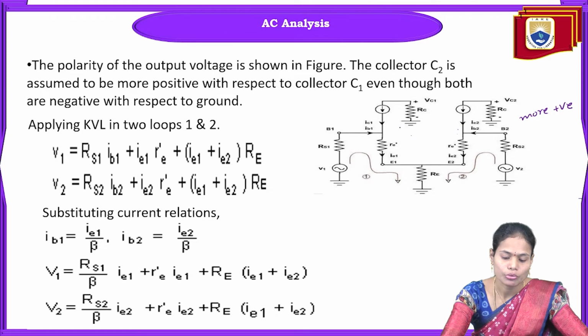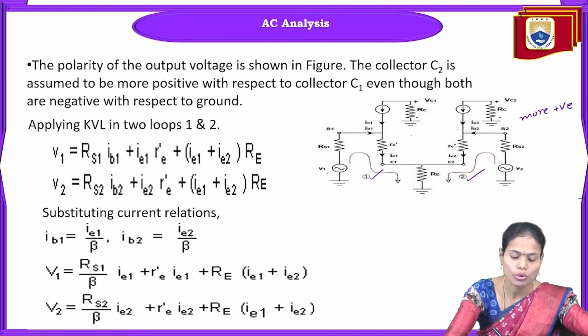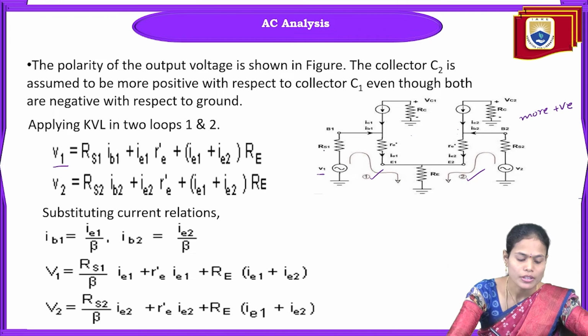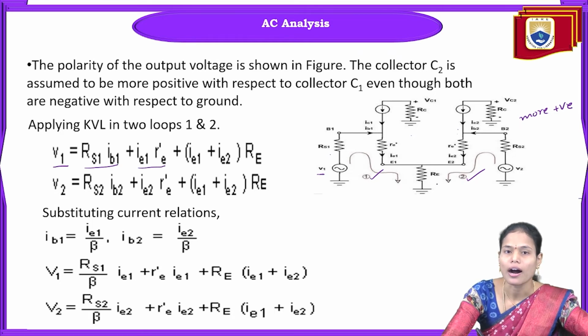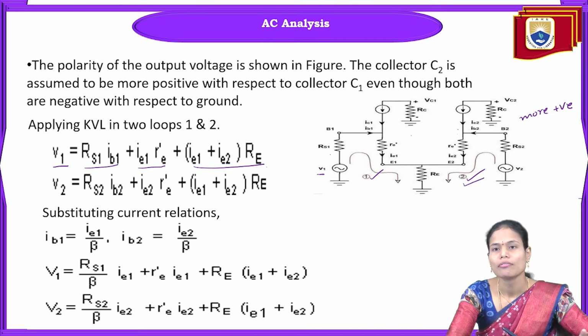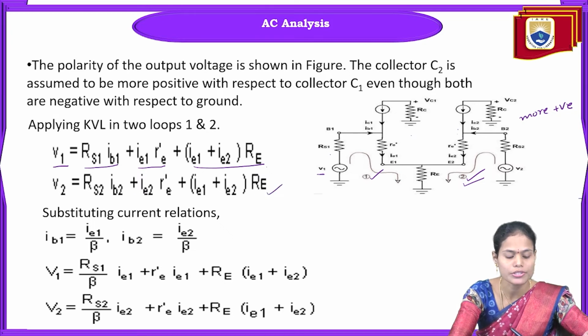And if we apply KVL to loop 1, this is loop 1 and this is loop 2, we get V1, as the voltage we are applying is V1, equal to the drop across RS1, which is RS1 into IB1, plus the drop across the emitter resistance, which is IE1 into RE dash, plus the RE drop, which is (IE1 plus IE2) into RE. The same equation we get from loop 2 also, but with the second transistor's polarities. Why? Because V2 equals RS2 IB2 plus IE2 RE dash plus (IE1 plus IE2) into RE.